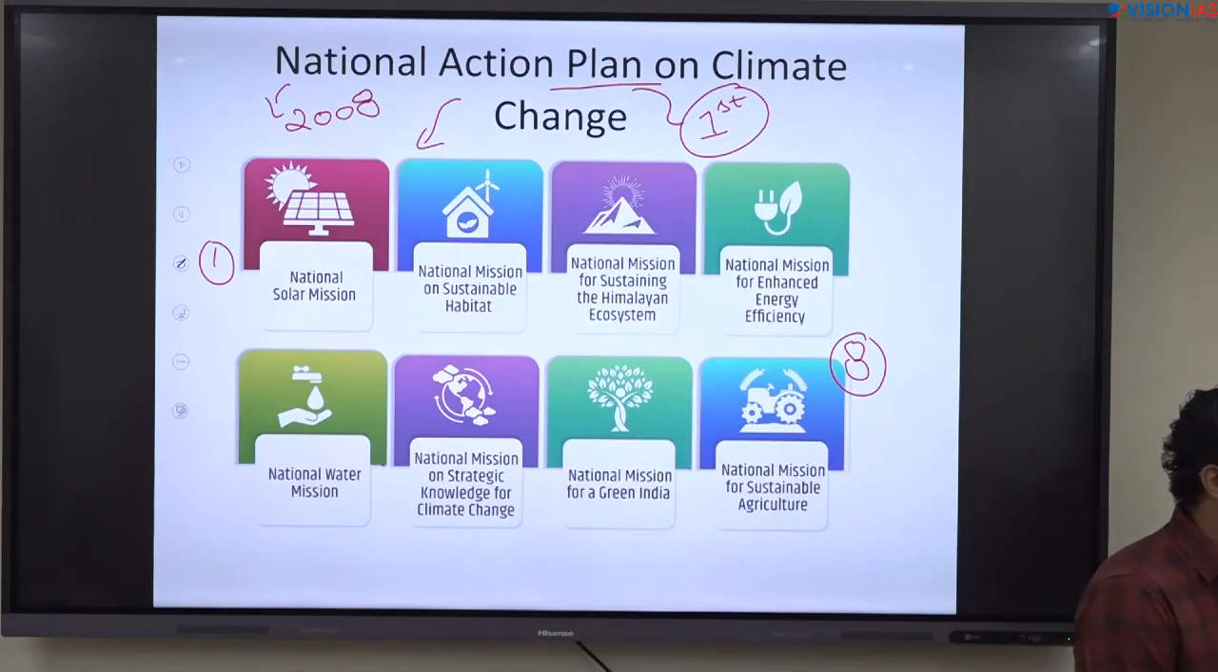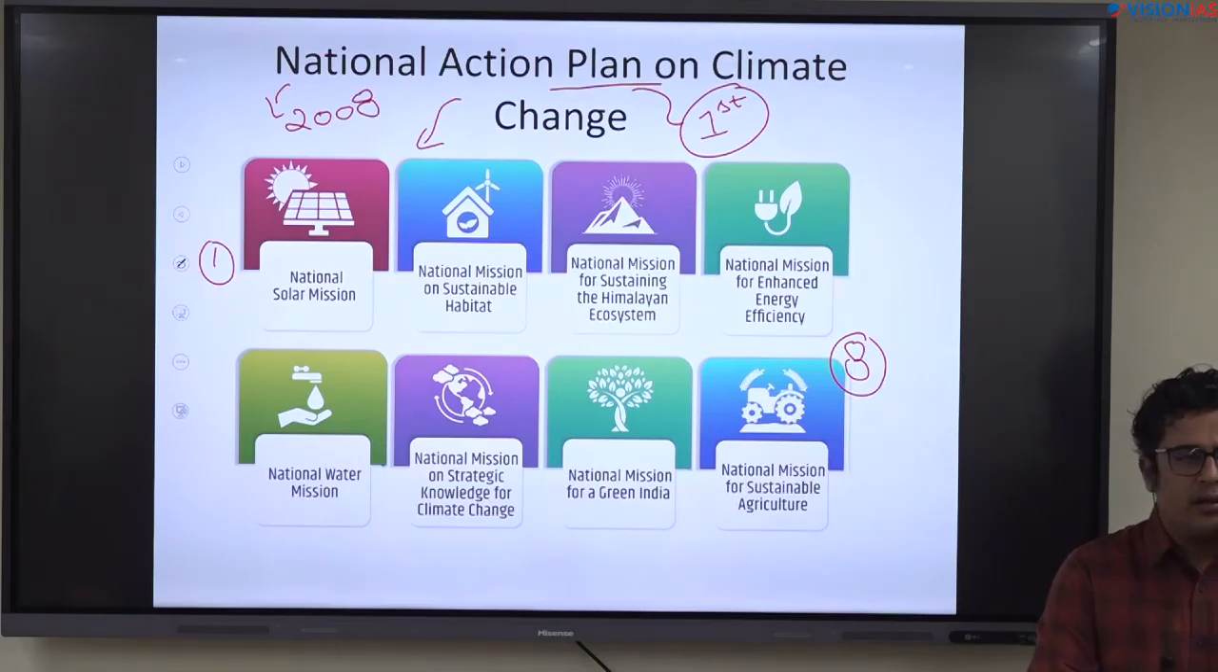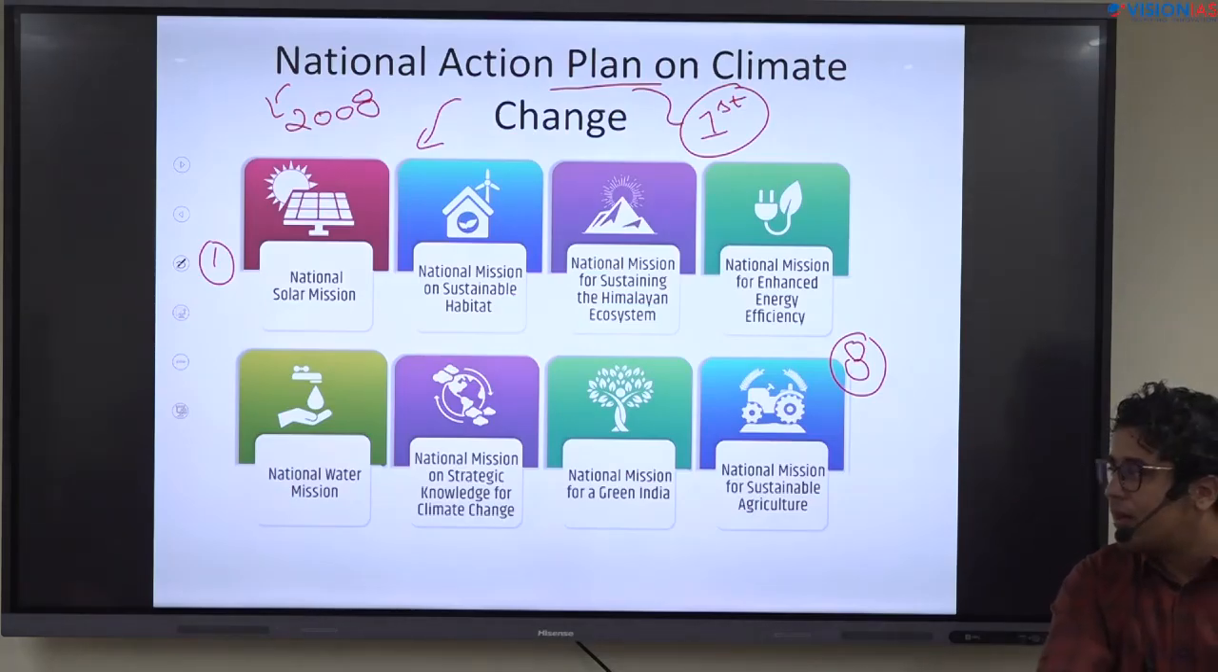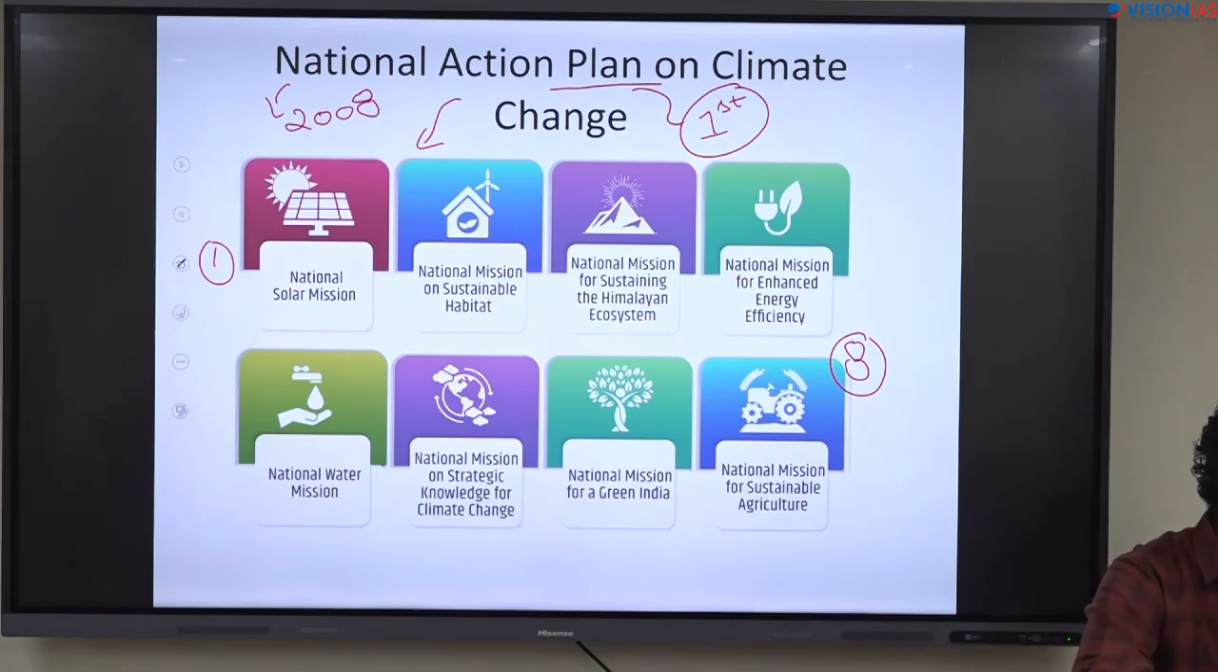And have a capacity of 300 gigawatt by 2030. So this is India's target. How much solar energy do we want to manufacture? 300 gigawatt. It's a very big number. By which year? 2030.